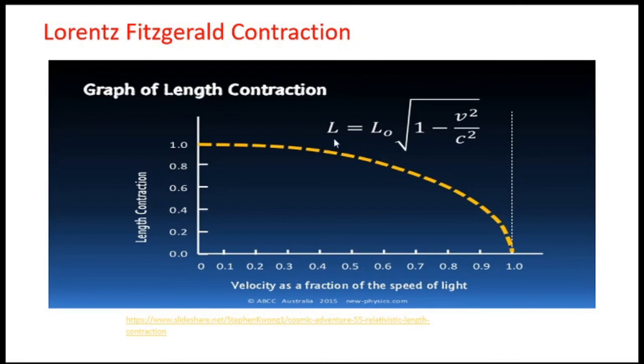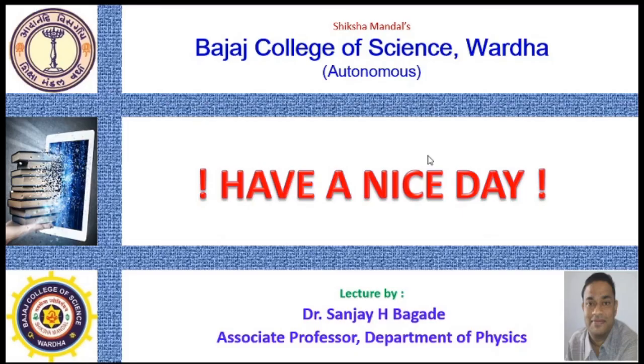Just remember this particular relation, L is equal to L0 under root of 1 minus v square upon c square. And what does this relation give? That if the speed of the object, this v is the speed of the object, goes on increasing, then the length of the object along the direction of motion, or parallel to the direction of motion, goes on decreasing. The length remains constant in the direction perpendicular to the direction of motion, but along the direction of motion, the length decreases. So that is all about the length contraction.